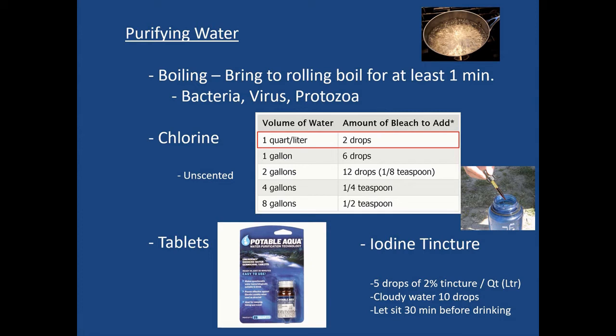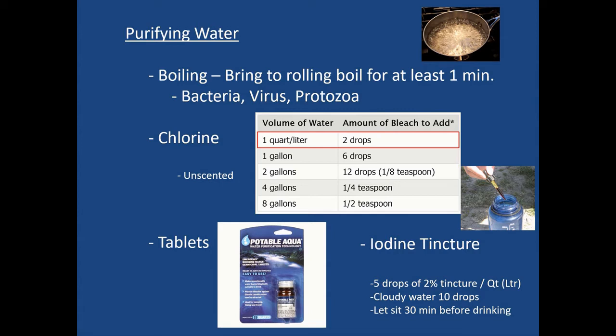The boiling method would require a rolling boil for at least 1 minute. That brings the water up to 212 degrees, which is well above the temperature that is necessary for killing the various things in the water. Chlorine also does a good job of purifying the water. So here's a chart that shows the amount of chlorine to add per volume of water. Be sure you use unscented chlorine as opposed to scented varieties, so you're not getting those additional factors into your water. You could use tablets as well.